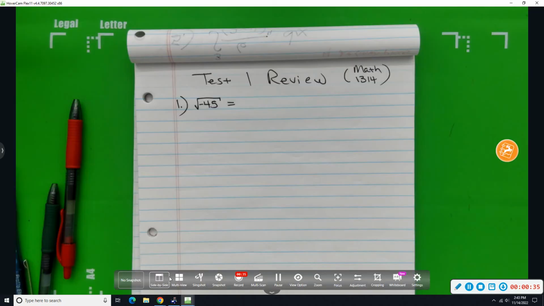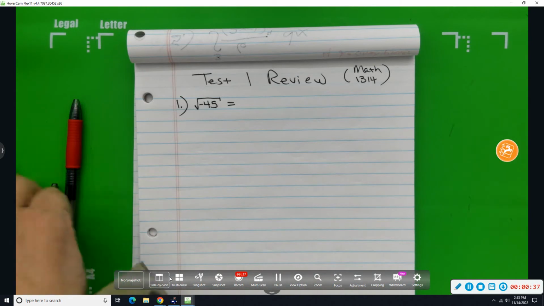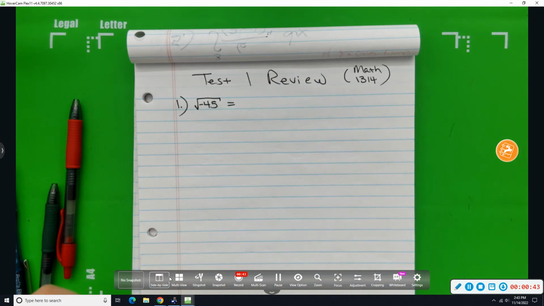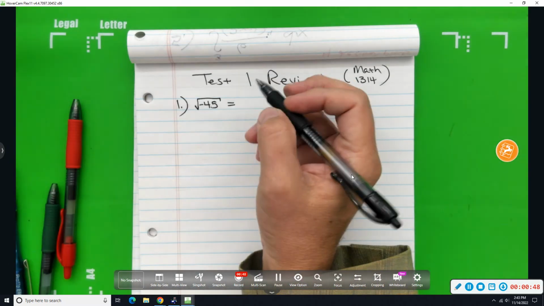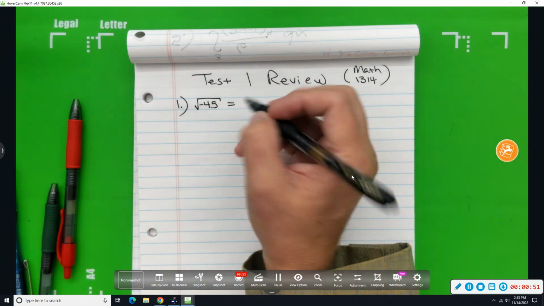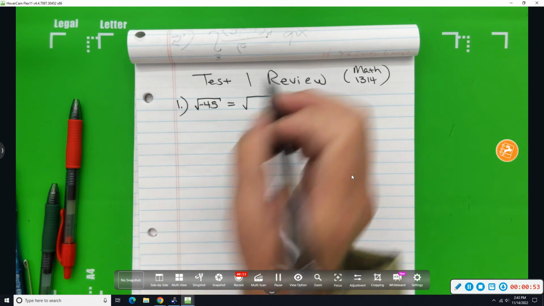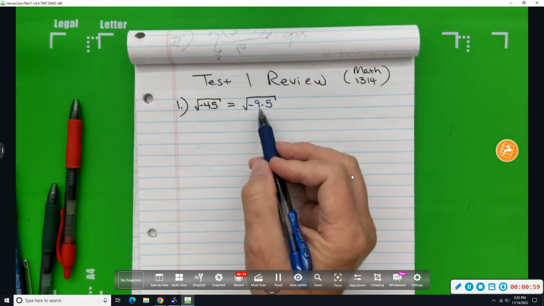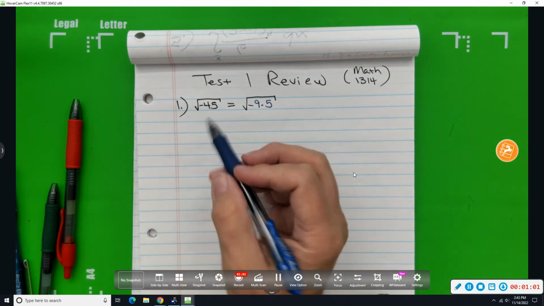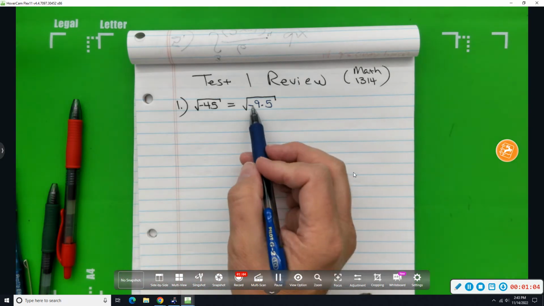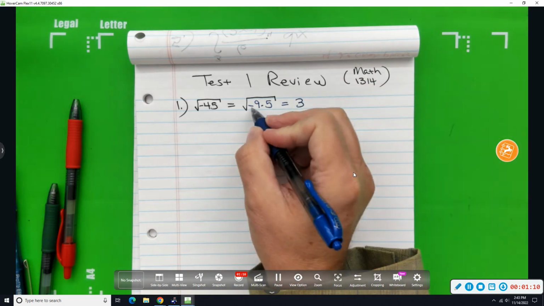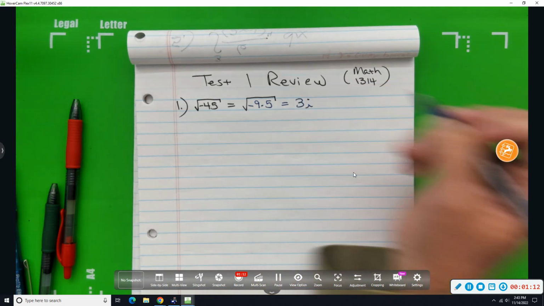Let me switch there. The square root of negative 45. Well, this is a pretty short one. 45 is not a perfect square, but what's the largest perfect square that divides evenly into 45? Okay, you think of it as negative 9 times 5. 9 is the largest perfect square that divides evenly into 45. The square root of 9 is 3. Because it's negative, we bring up that imaginary unit i.